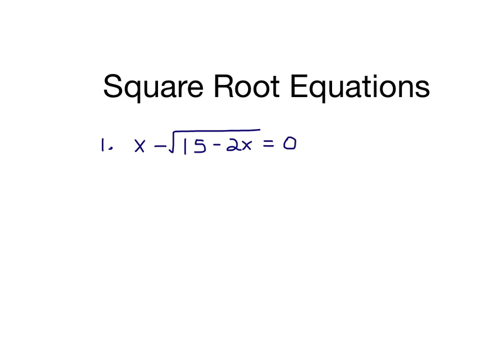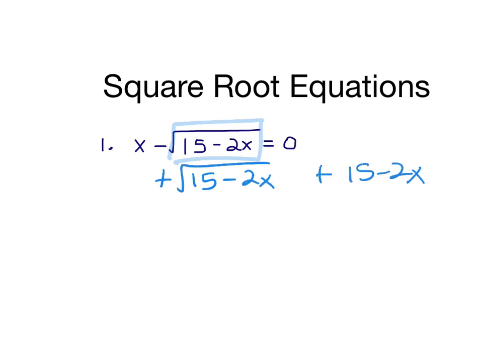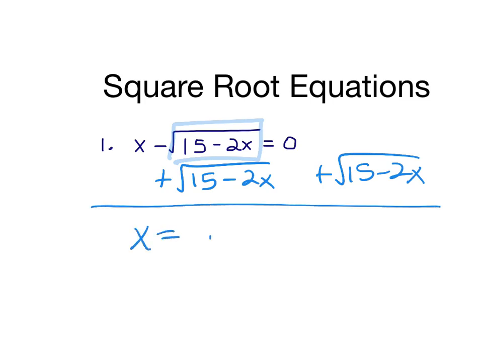And again, step number 1 is to isolate the square root or the radical. So I need to get this to be the only thing all by itself on either the left or the right side. So I'm actually going to add the square root of 15 minus 2x to both sides. And now I'm left with x equals the square root of 15 minus 2x. Now, my goal here is to solve for x. Notice I've got an x on both sides.